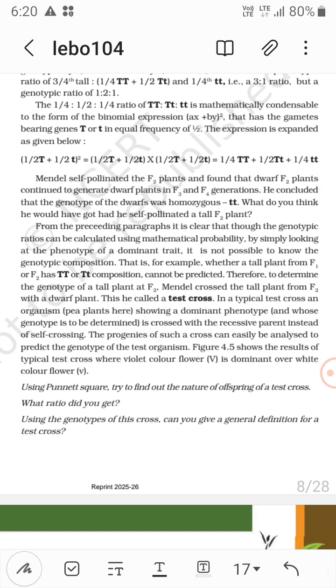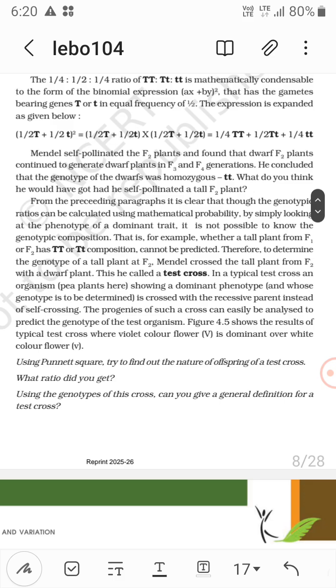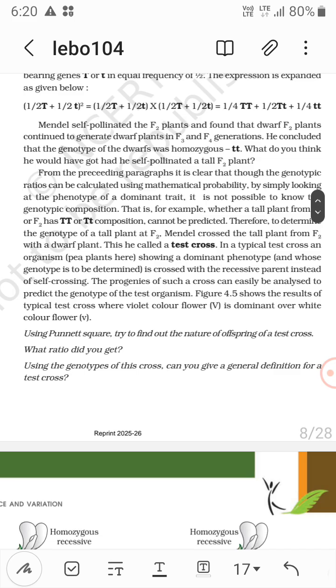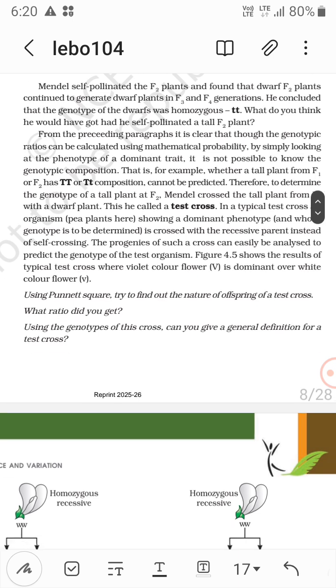Therefore, to determine the genotype of a tall plant at F2, Mendel crossed the tall plant from F2 with a dwarf plant. This is called the test cross. In a typical test cross, an organism, that is pea plants here, showing a dominant phenotype and whose genotype is to be determined is crossed with the recessive parent instead of self crossing. The progenies of such a cross can easily be analyzed to predict the genotype of the test organism. So, the results of the typical test cross where violet color flower V is dominant over white color flower.